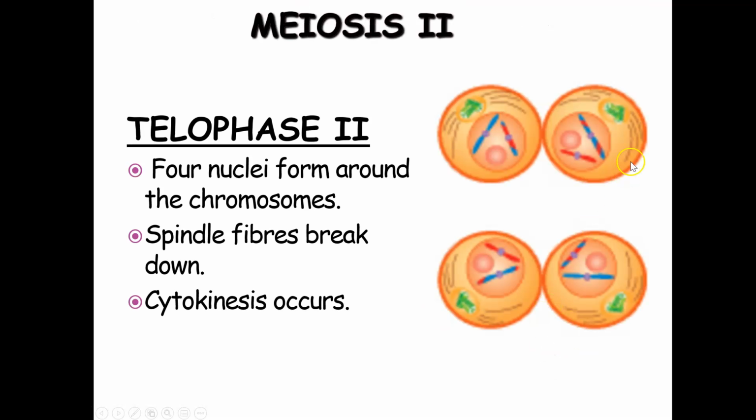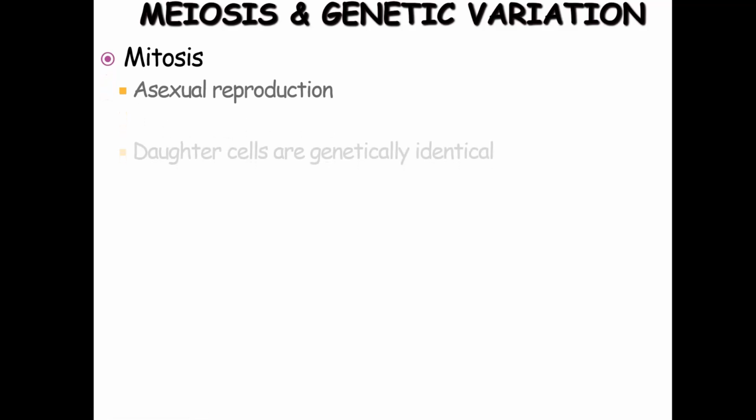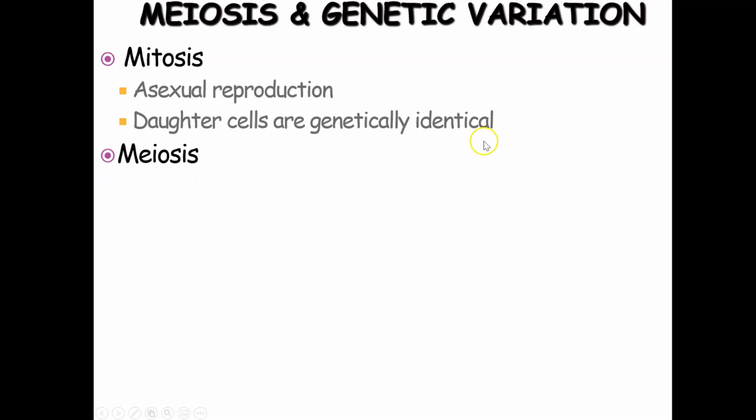And cytokinesis will happen. And now, instead of just 2 cells, you have 1, 2, 3, 4. And you have now half the number. Each of those 4 daughter cells will have half the number of chromosomes as the parent cell. Okay? So, meiosis and genetic variation. In mitosis, you have asexual reproduction. Daughter cells, all the cells that are produced from the parental cell, are genetically identical.